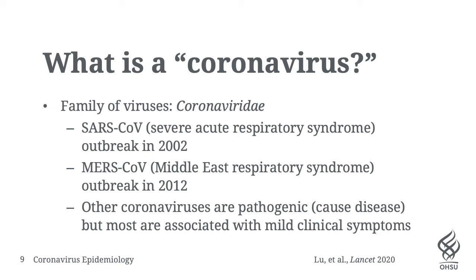Most coronaviruses that are pathogenic to humans are actually fairly mild in terms of clinical symptoms. The two notable exceptions to this were the SARS and MERS epidemics, and when both of these diseases broke out, all the cases required hospitalization. SARS is severe acute respiratory syndrome. When the outbreak happened in 2002, it caused 8,000 infections across 37 countries and resulted in 774 deaths.